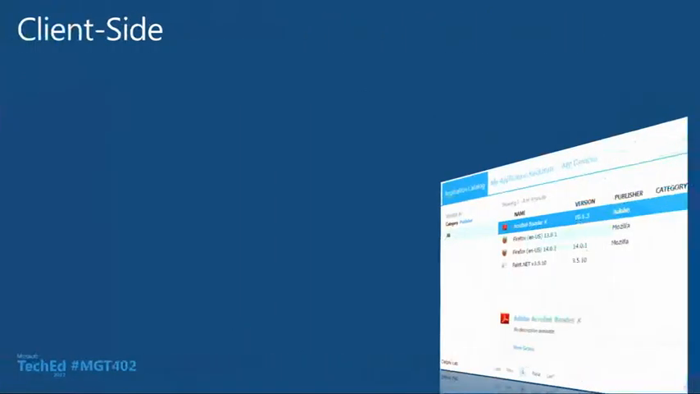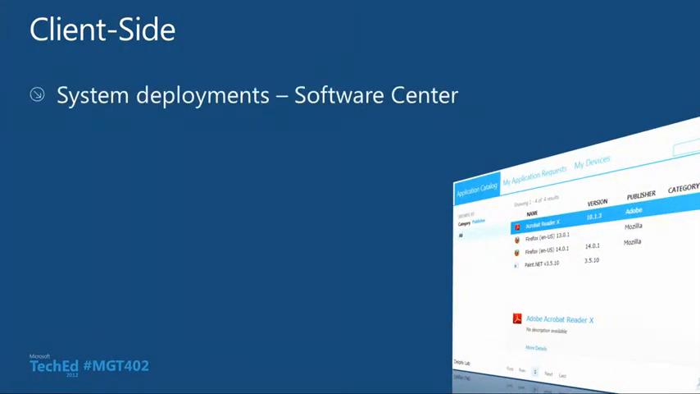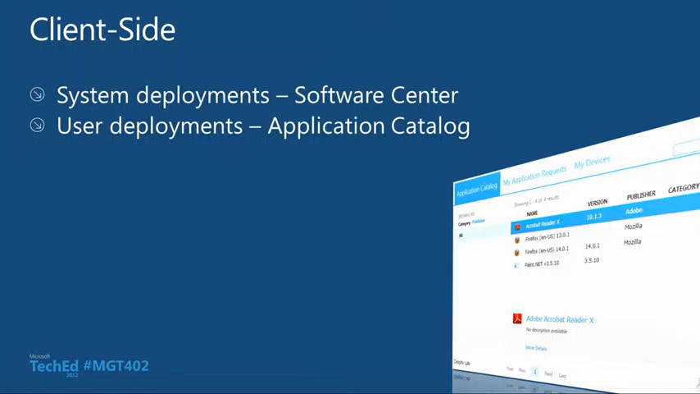Client side, just a very quick overview. Most of this you've already seen. When stuff is targeted at the machine or when it's already been downloaded and installed at some point, Software Center is where all this stuff occurs. Okay, so that's part of the local agent. Your users talk to the application catalog. So if you deploy apps to a user, especially if they are required as opposed to available, they will never see them unless they go to the application catalog.